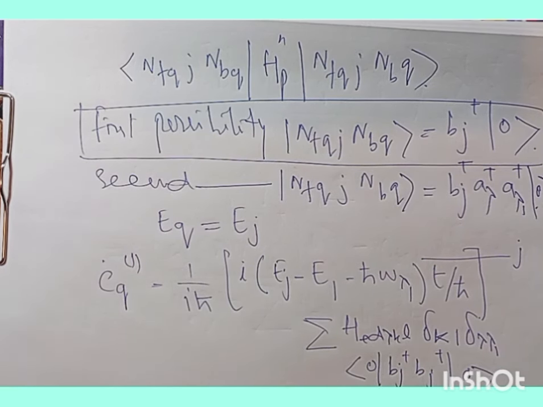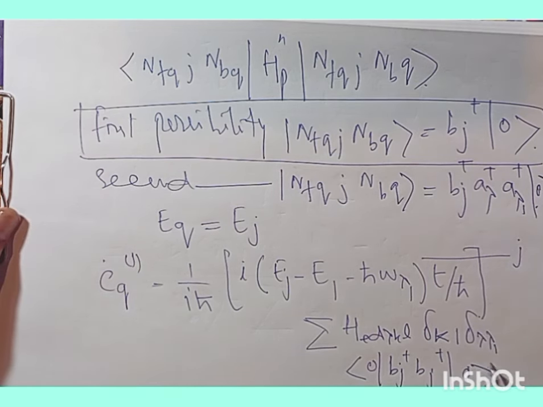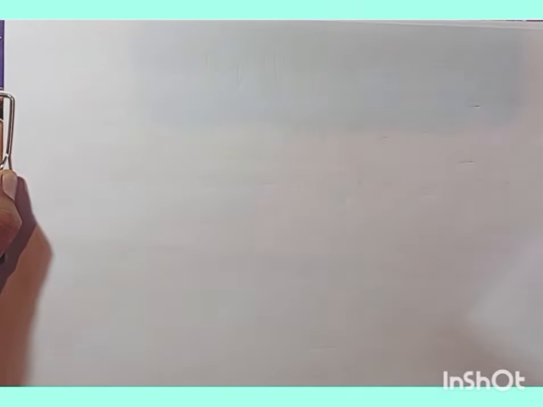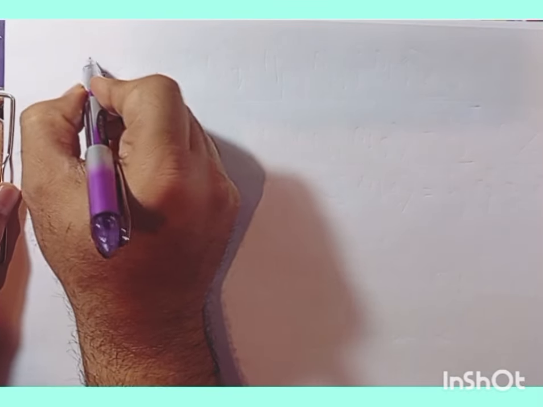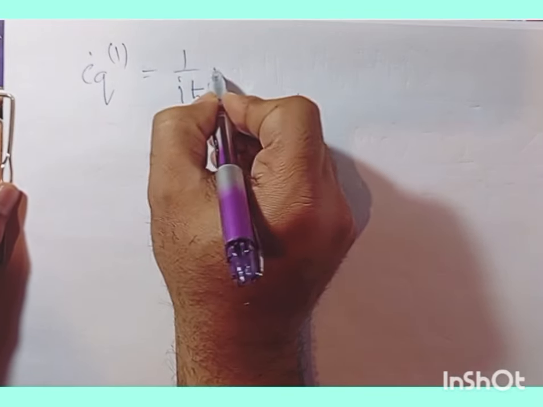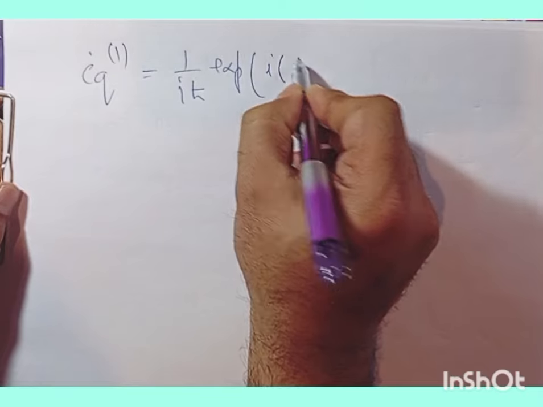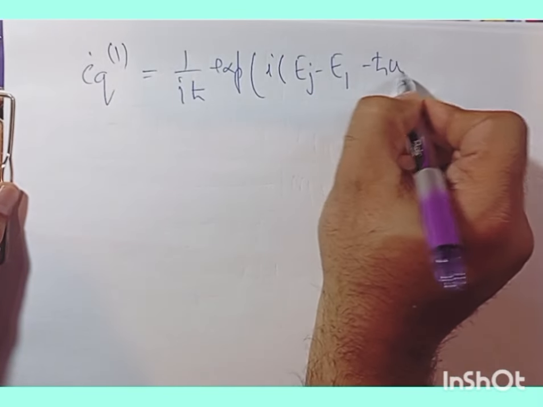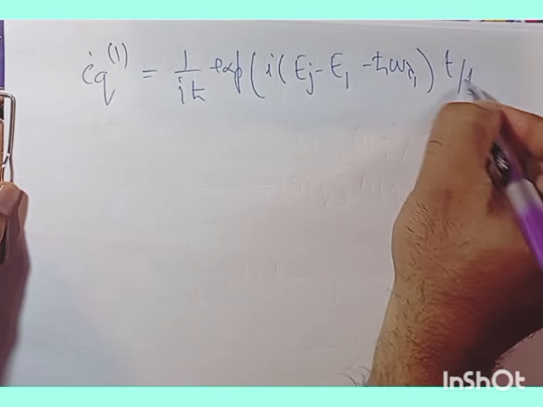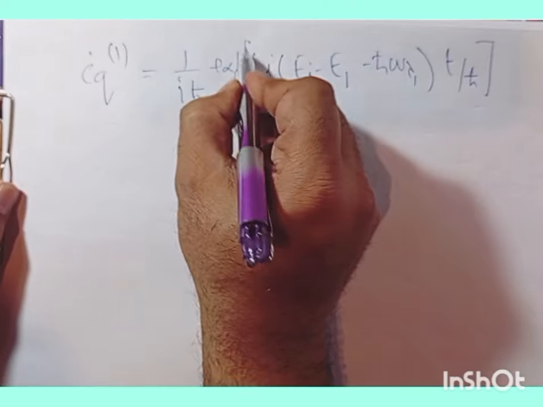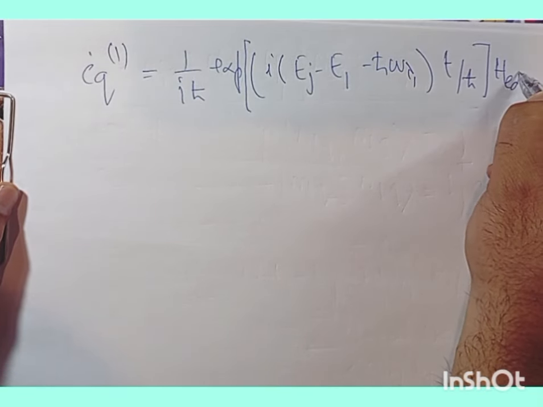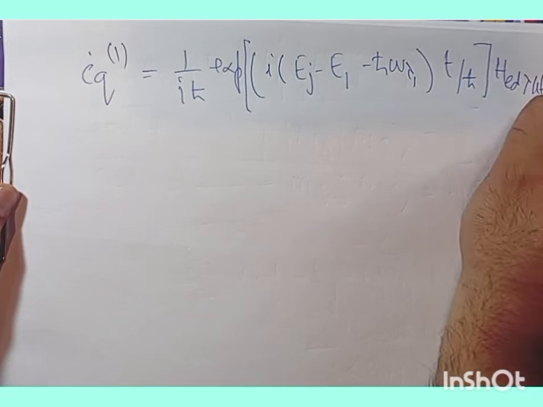All right, so what we can see here is that this term will immediately be equal to 1. So we can boil down this result. This whole thing is going to be equal to 1, and this delta k 1 and delta lambda 1 will take care of sigma. So we can take sigma out, and we can write down this amplitude as CQ dot 1 equal to 1 by IH cross exp times I times EJ minus E1 minus H cross omega lambda 1 times T by H cross times the Hamiltonian HED lambda KL.